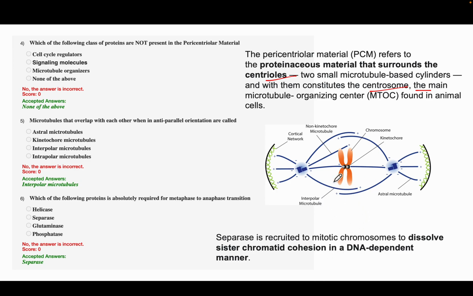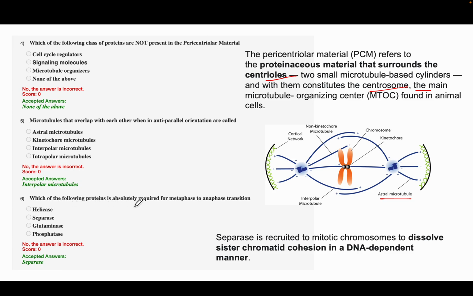So we can see there is an anti-parallel orientation of microtubules that overlap, and that kind of thing is called interpolar. There is another kind of microtubule which is generated from negative to positive and goes to the cell periphery, that is the astral microtubule. And another is the non-kinetochore microtubule, which is going here to here, but it is not overlapping with any anti-parallel oriented microtubules.